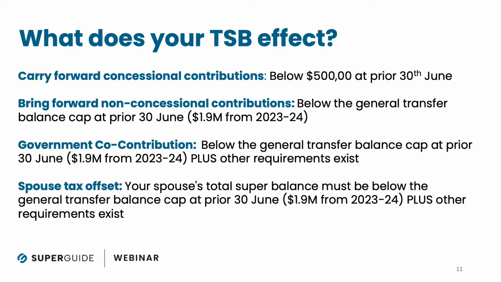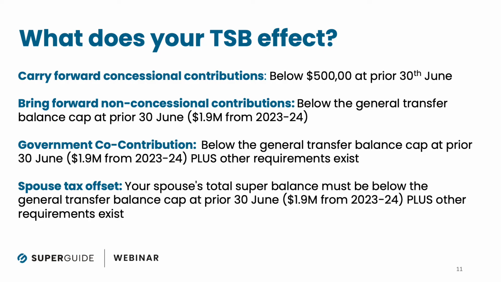Most admin providers or accountants have software that tracks all that, so you can simply ask them. If you're doing it yourself, that's what you need to go back and check. Once you've determined what your total super balance is, we then need to look at what it affects. It affects your ability to use the carry forward concessional contribution rule. So, in order to be able to make a contribution by way of using unused concessional contributions, you need to be below $500,000 total super balance at the prior 30th of June.